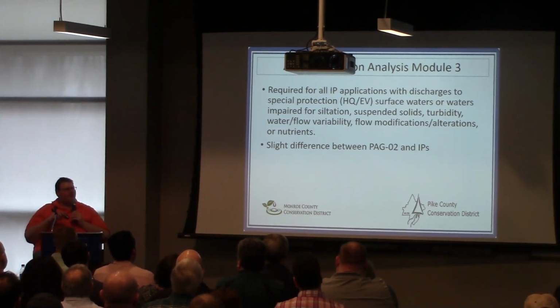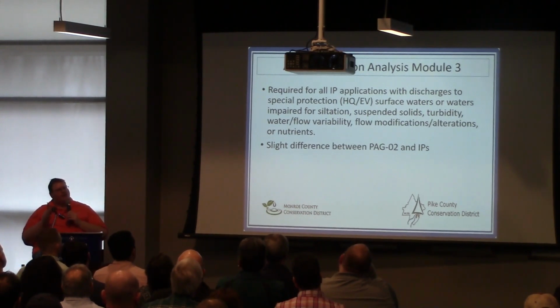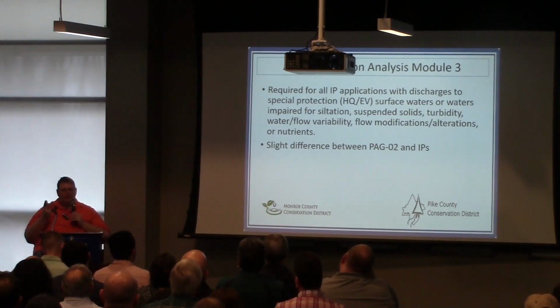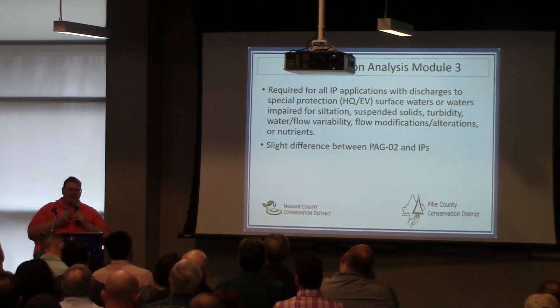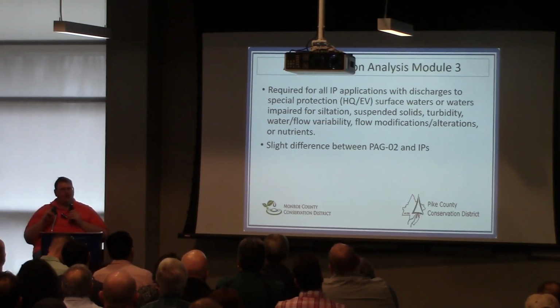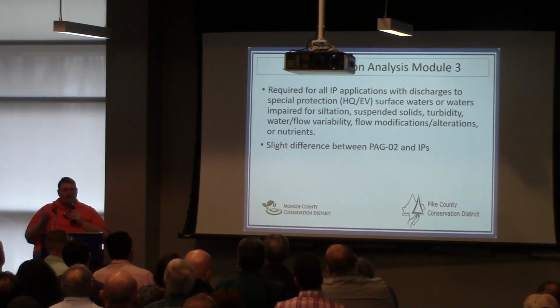Now, there's a slight difference between PAG02 and IPs, and that is that you don't necessarily have to follow the flow; you can either provide non-discharge alternatives or ABACT. But in most instances, you're probably going to be using a combination of both anyway, because very few BMPs can reduce the rate, volume, and water quality for the 2-year storm, which we'll talk about as we go through this.